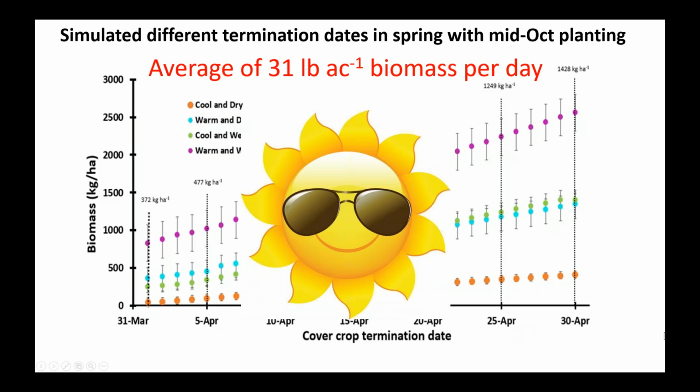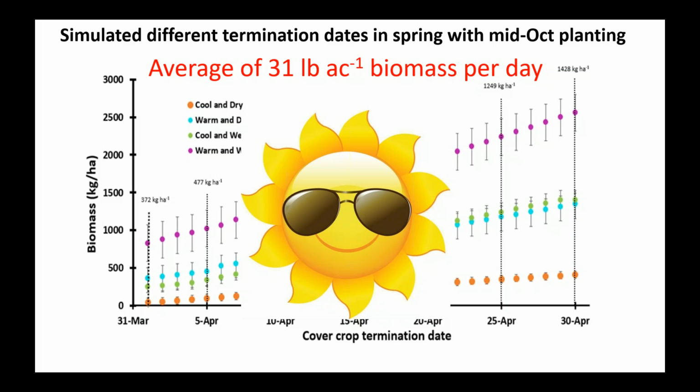And then I'm going to close my results slides here with the same summary of what we found for the average gain in waiting 1 day more to terminate in the spring. On average, what we found was that led to about 31 pounds per acre more of biomass per day. And again, if you give the cover crop more growing season, it will grow more. Imagine that.